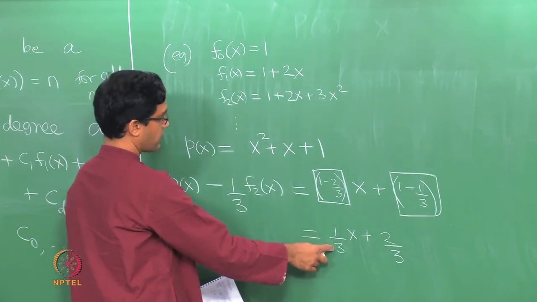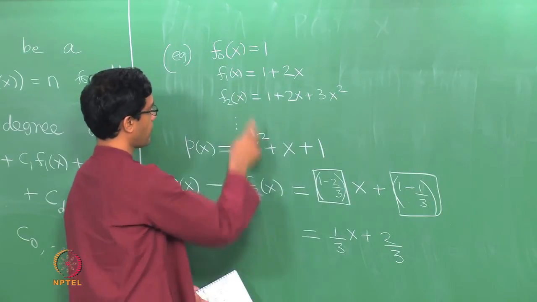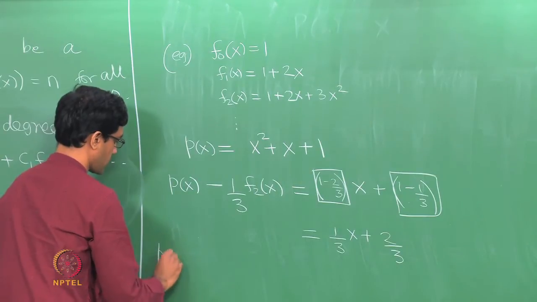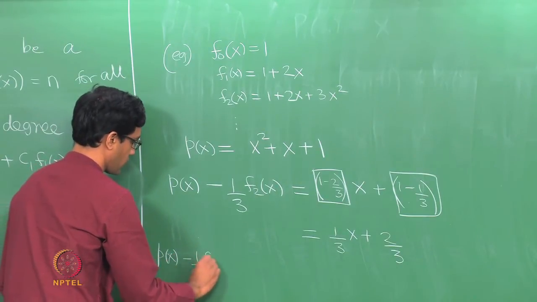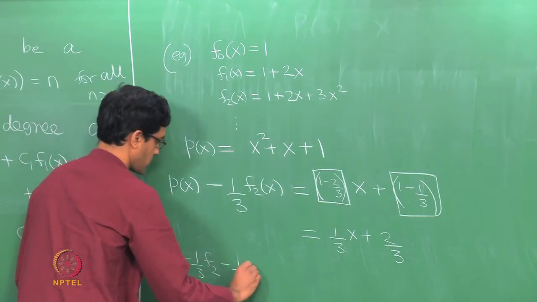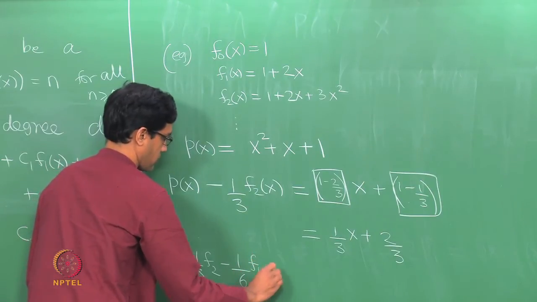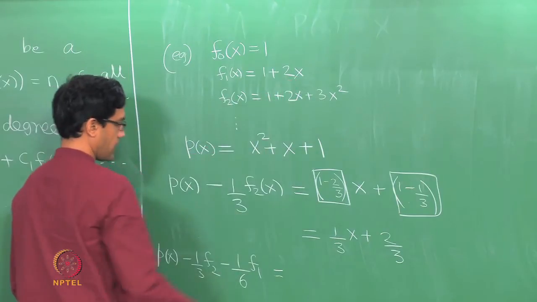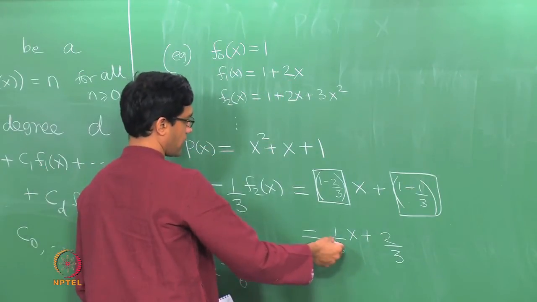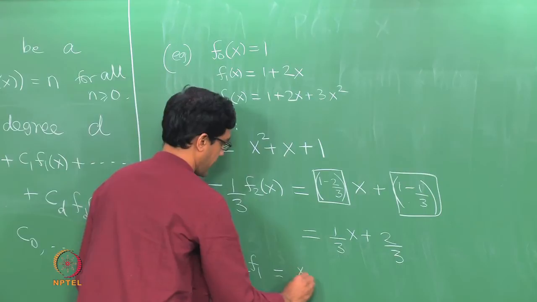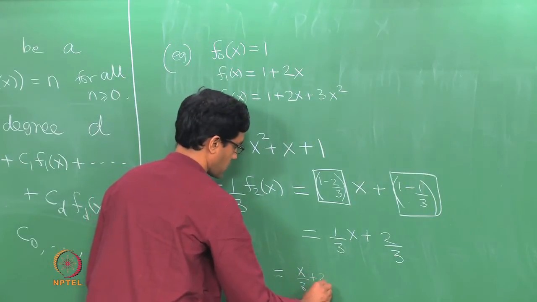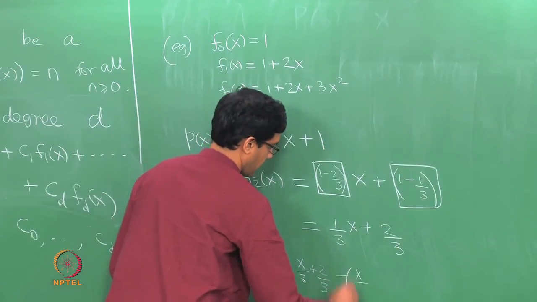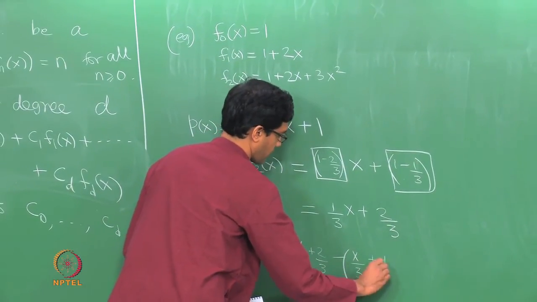So this is 1/3, whereas this is a 2. So what I will do is I will divide f1 by a 6. So let us do the following. Let us take p of x minus 1/3 f2 minus 1/6 f1. Okay, so dividing this by a 6 will make this x by 3. So doing this will, what will it do? Let us just write it out fully. X by 3 plus 2 by 3 is what I have, from which I have to subtract out x by 3 plus 1 by 6.